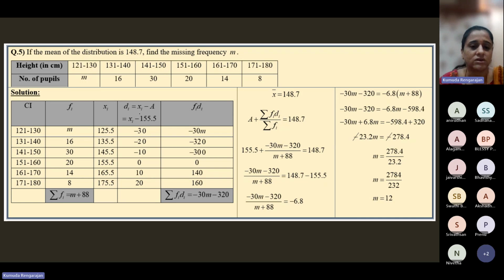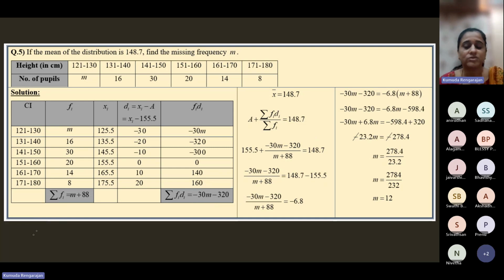Then you should generate the di column, find fi di. So x bar is equal to 148.7. This is given to us. So a plus sigma fi di by sigma fi is equal to 148.7. A we have taken as 155.5, from the xi values. So 155.5 plus the total of the fi di column, which is minus 30m minus 320, by the total of the fi column, m plus 88, is equal to 148.7.